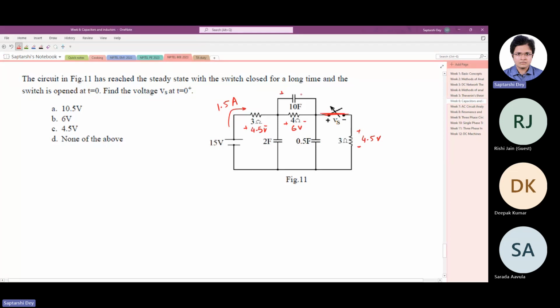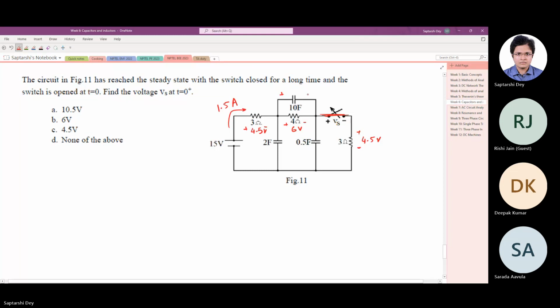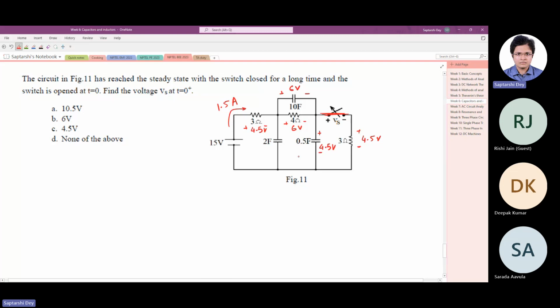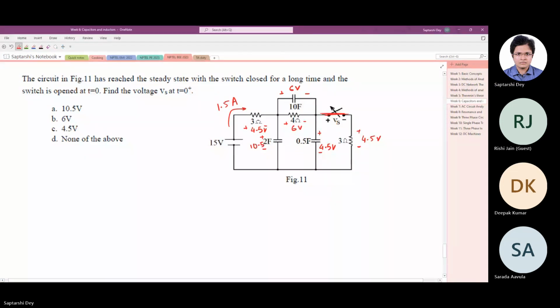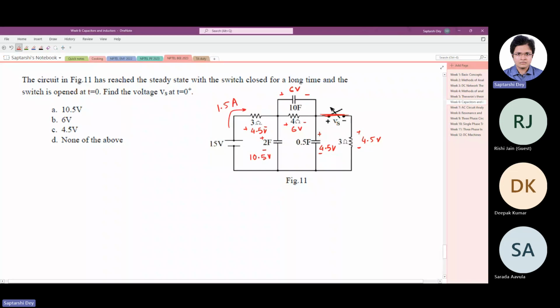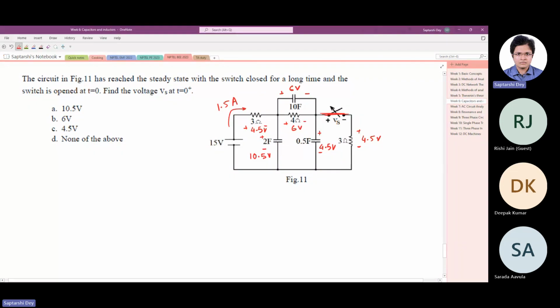Now clearly this capacitor was 4.5 volt. What about this? In this loop, it is 15 volt, of which 4.5 goes away here. So it has to be 10.5 volt. This capacitor was holding 10.5 volt. Right? You can do it from here also. 6 volt plus 4.5 volt adds up to 10.5 volt. First, you tell me, is it clear how I found out the capacitor voltages?